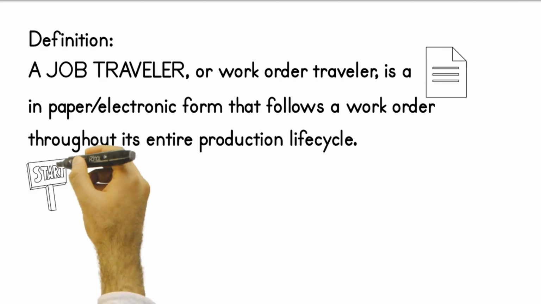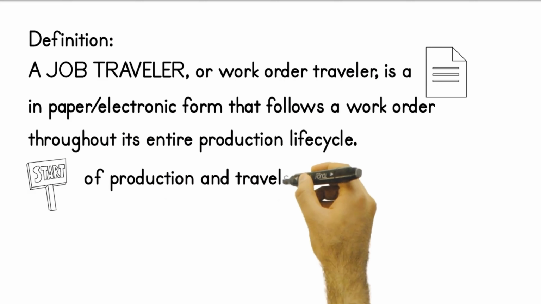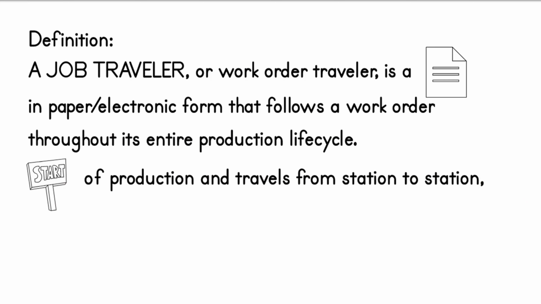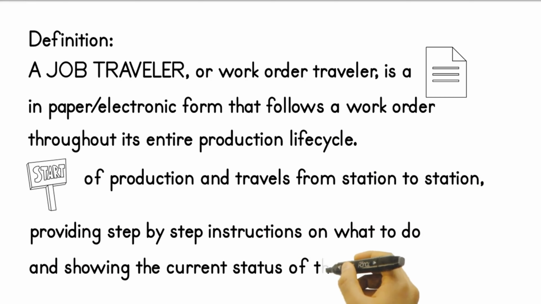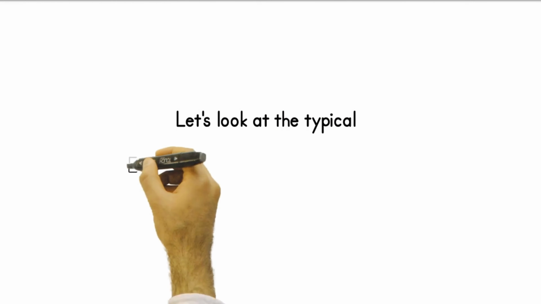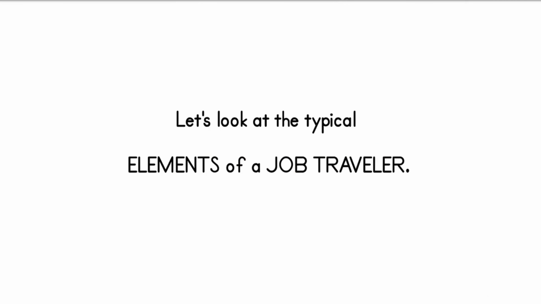It is released at the start of production and travels from station to station, providing step-by-step instructions on what to do and showing the current status of the order. Let's look at the typical elements of a job traveler.